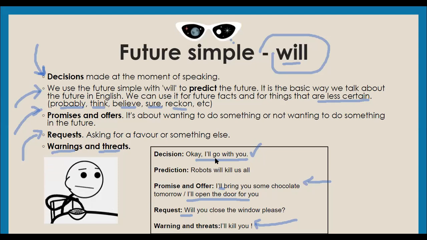So it means a decision made in the moment. Why is this? Because it's a contrast with a plan. It's a contrast with going to. When you make a plan, you had a conversation before the plan, and a decision made at the moment, you have no conversation before. So it's a decision made in the right moment of speaking.